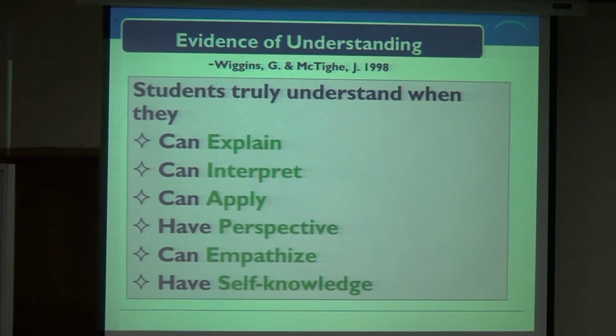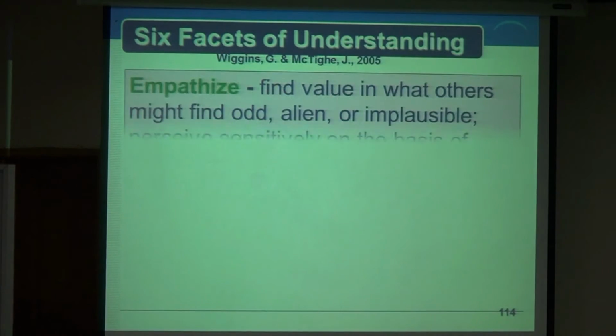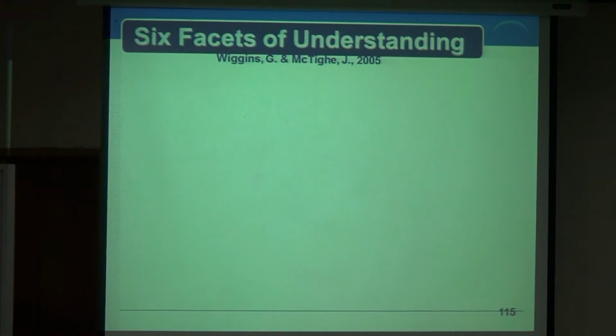Now, in UBD, the cognitive aspects are in explain, interpret, and apply. The attitude aspects are in perspective, empathy, and self-knowledge. So I will not go through this anymore. I'll just make sure everybody will have copies of this presentation.